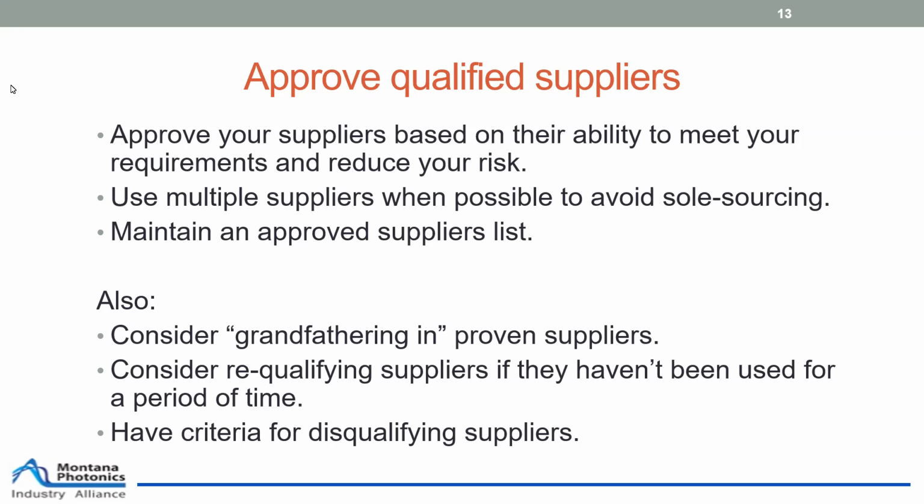Finally, approve your suppliers based on their ability to meet your requirements and reduce your risk. Use multiple suppliers when possible to avoid sole sourcing. Maintain an approved suppliers list to manage this process. Your purchasing software may have a feature for this, and typically you will need to tie your suppliers to the material they are approved to supply.